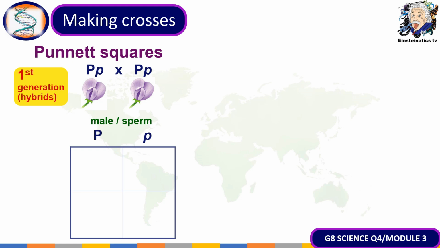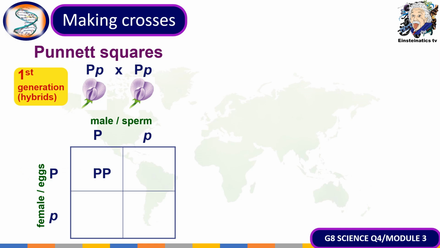So first letter here, second letter goes here, and then sa female naman, first letter here, and the second letter will also be written here. So madali lang yung gagawin. You are just going to combine these letters para malaman yung phenotype at genotype ng kanyang mga offspring.